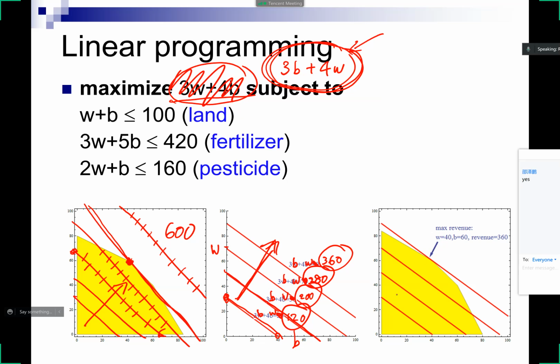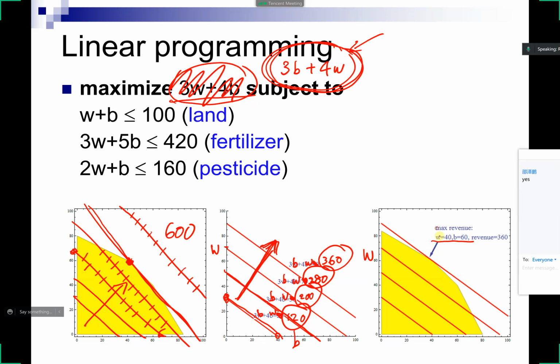So basically, if you push these lines as far as possible while still touching the yellow region, then you're going to find that this point, w equals 40 and b equals 60. Sorry, so I switched the axis here. I'm sorry about this.